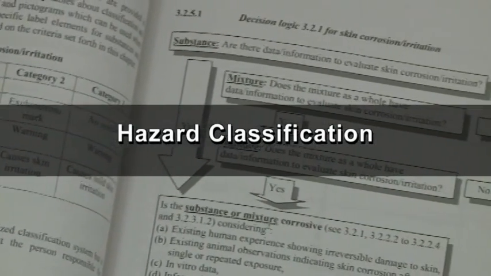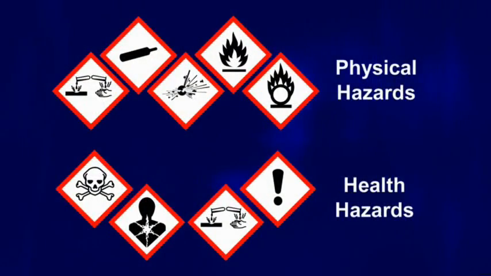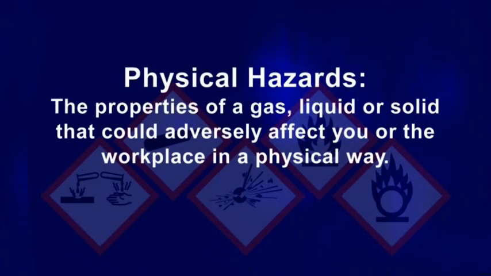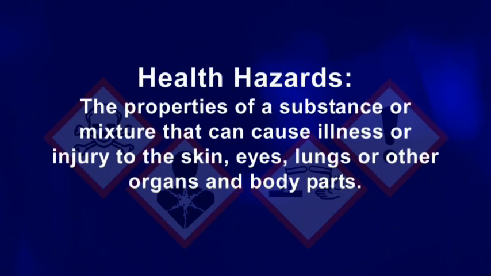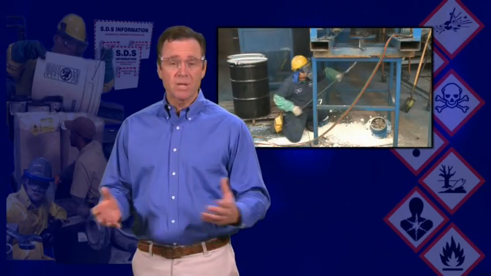Classification is the process of assigning a chemical or mixture to a hazard or danger category based on its health and physical hazards. Physical hazards are the properties of a gas, liquid, or solid that could adversely affect you or the workplace in a physical way, such as a fire or explosion. Health hazards are determined by the properties of a substance or mixture that can cause illness or injury to the skin, eyes, lungs, or other organs and body parts. Because there are such a large variety of hazardous chemicals, there are also a large variety of physical and health hazards presented by these chemicals.